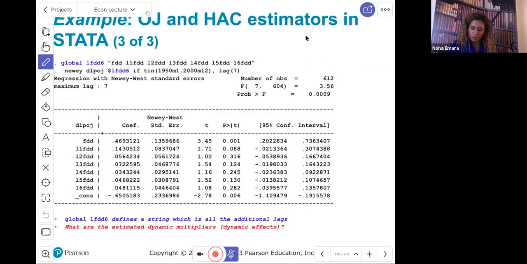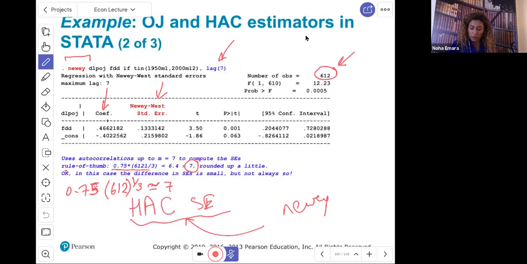What we have here is expanding the model by adding the lags. Sorry, I made a mistake. This is telling me to use 7 months. Why did I say years? This is rounded to months because the data frequency is monthly. So this is telling me that I'm only concerned about the serial correlation over the last 7 months, and that's it.